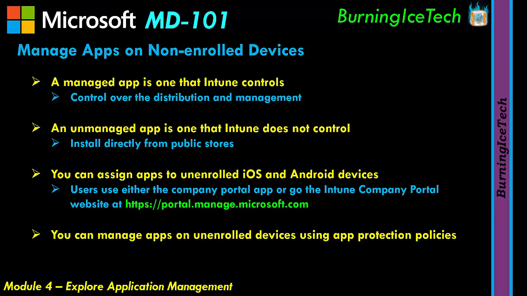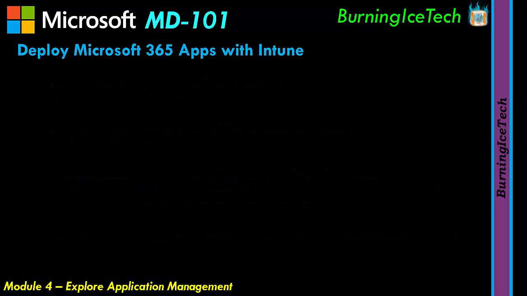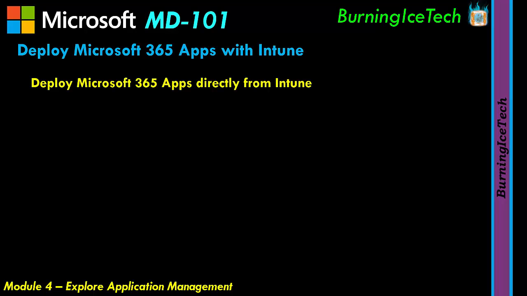So when it comes to Windows devices, there's something else you need to use. You're going to use the WIP we spoke of in the beginning of this module, of course. Anyway, let's move on to another one of the last topics in this section and in this module. That is deploy Microsoft 365 apps with Intune. So within this topic, let's talk about deploying 365 apps directly from Intune.